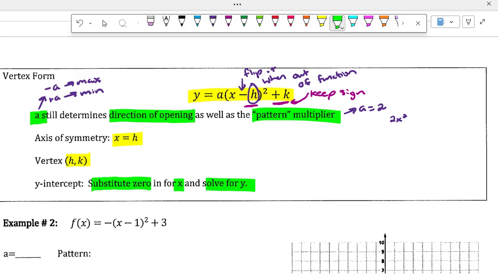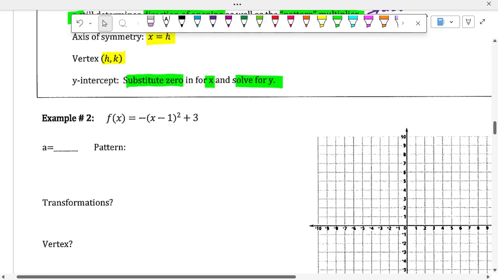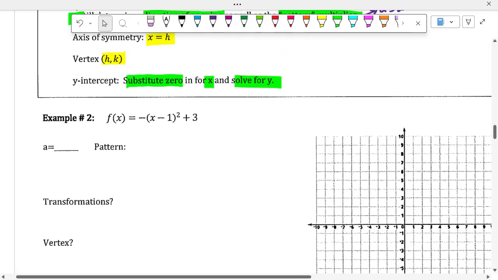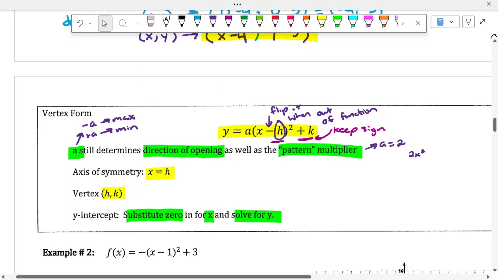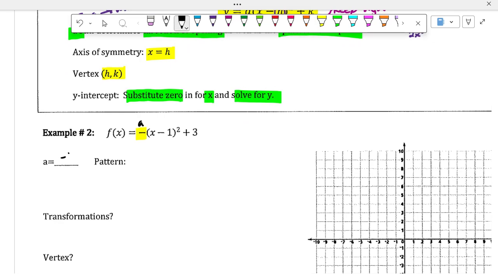All right. So let's try this. So if I look at this next example, what is the a value here? So what's the a value? Look at where the a is placed in the formula. What would the a value be? Here. -1. It'll be right here. That's my a. So a is -1.